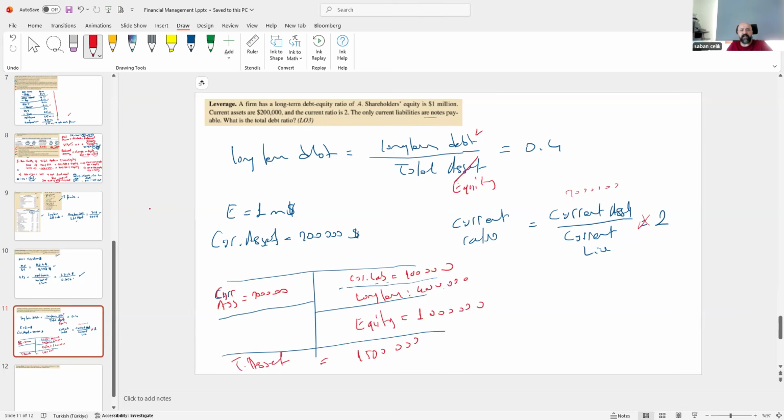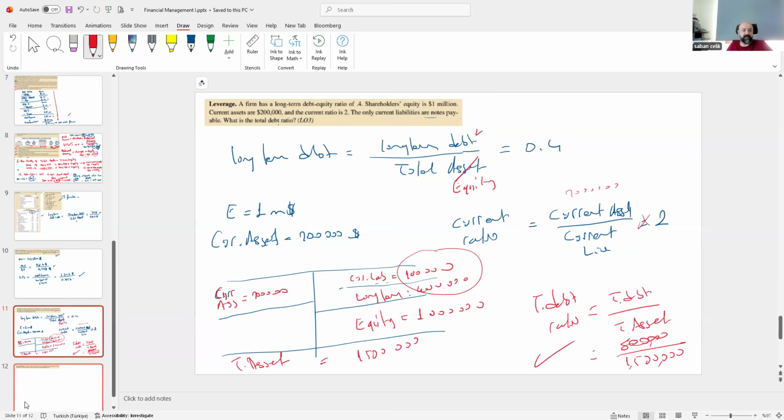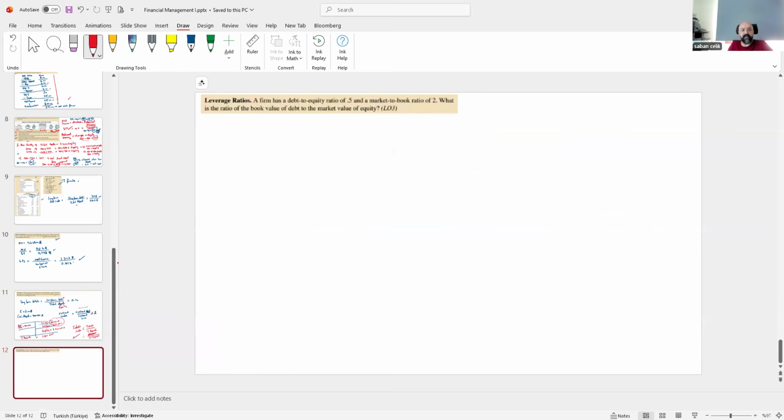So what is asked is the total debt ratio. Total debt ratio will be total debt to total asset. So that's it, I found it. Total debt is 500 divided by total asset, which is 1.5 million. Okay, that's it. Last one, I guess, yes.